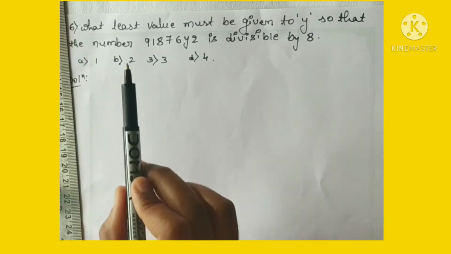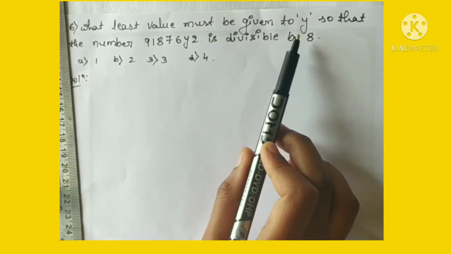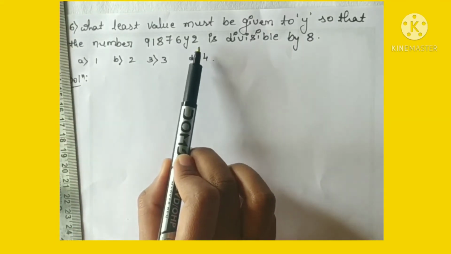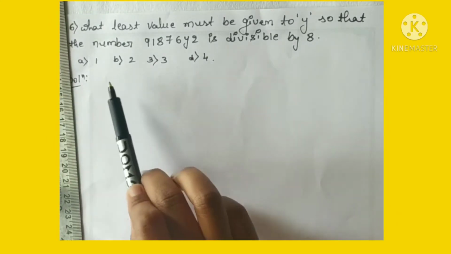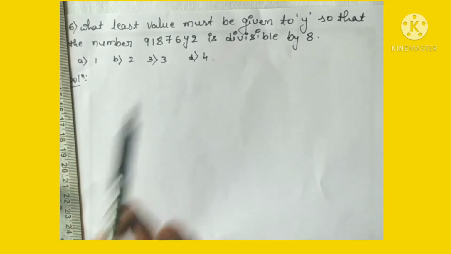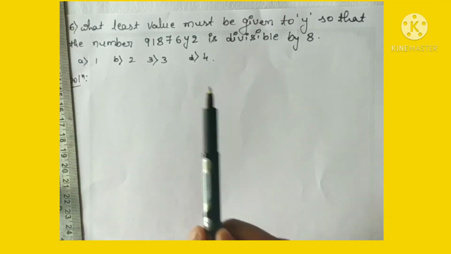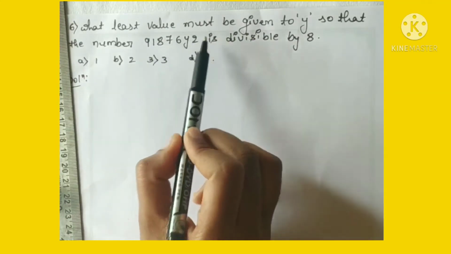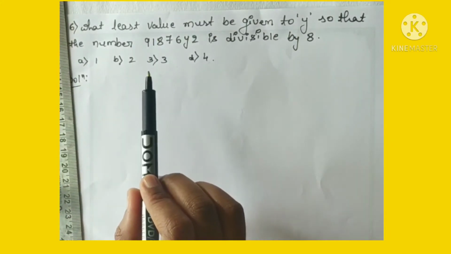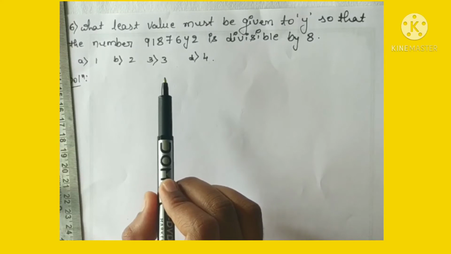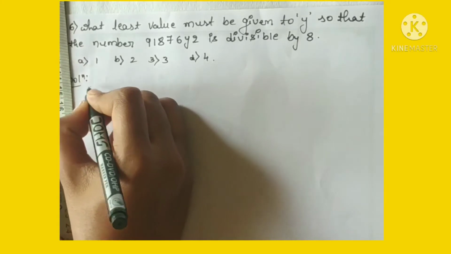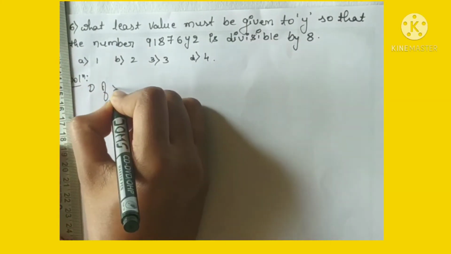Question number 6. What least value must be given to y so that the number 91876y2 is divisible by 8, and they gave options as 1, 2, 3, 4. This question is similar to the above one, that is, what value we have to add to the given number such that the number must satisfy the divisibility rule of 8.